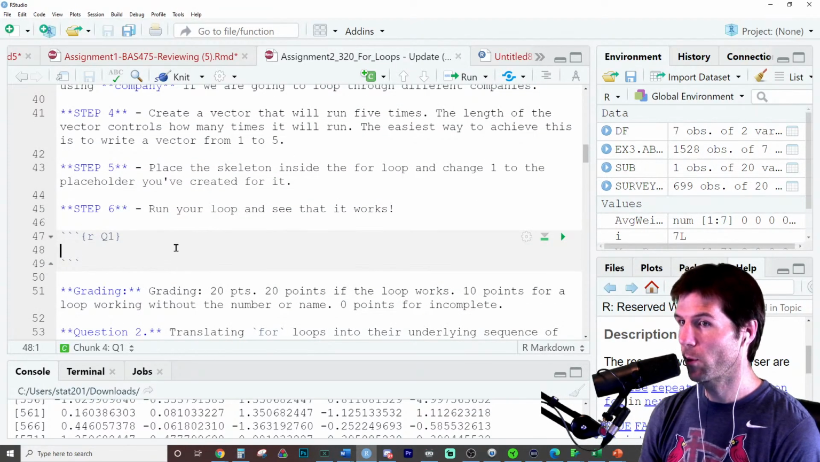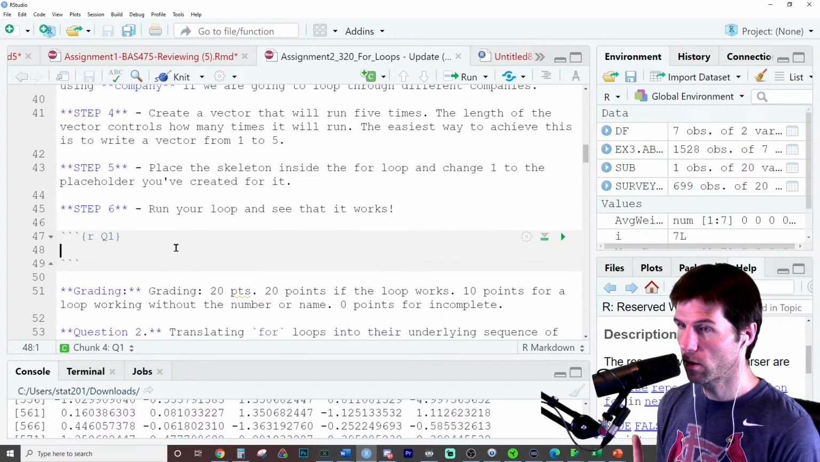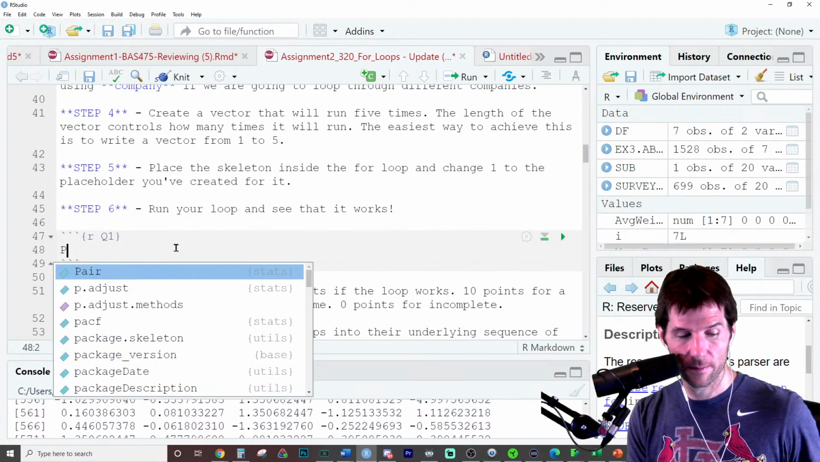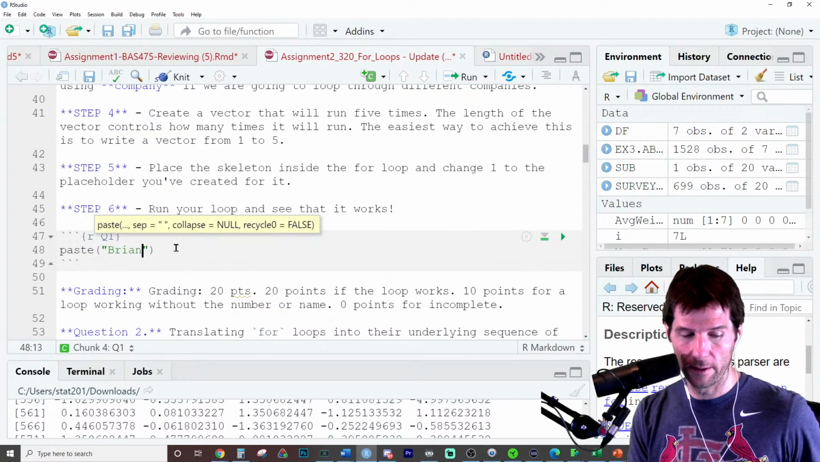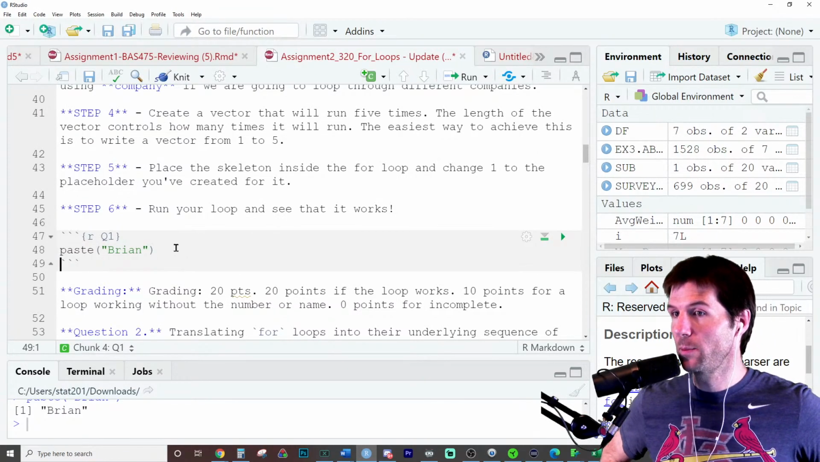So whenever you write a for loop, what do you want to do at first? You don't want to write a for loop. So watch this. Paste Brian. Does that make sense? We have paste Brian right here.